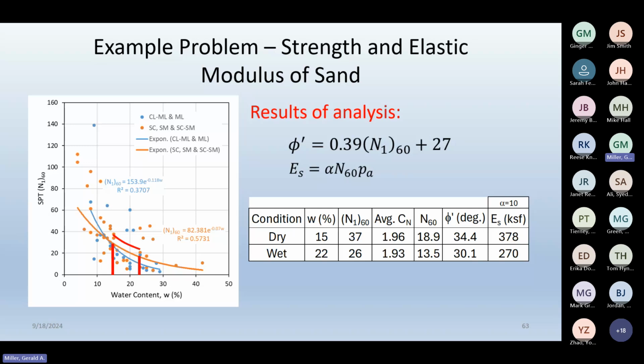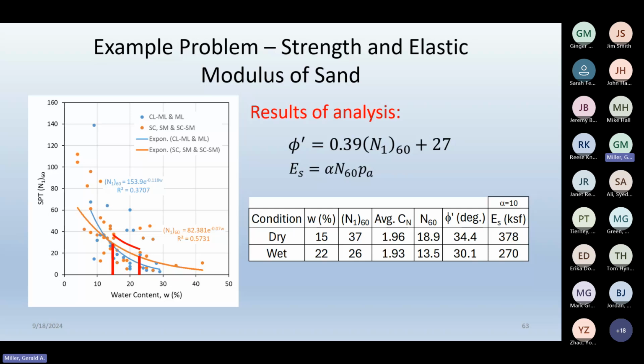And if I look at the modulus of elasticity, now for modulus of elasticity, it depends on N60, not N160. So what I did is just calculate the average CN factor for the average over the depth, which was 10 feet, and used it to calculate N60. So I just kind of did it in reverse. And then I use these N60 values to estimate modulus of elasticity, and it goes from 378 to 270.